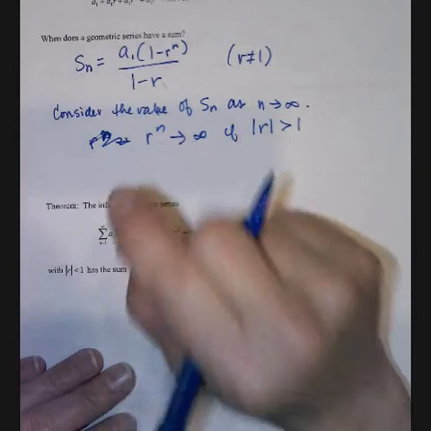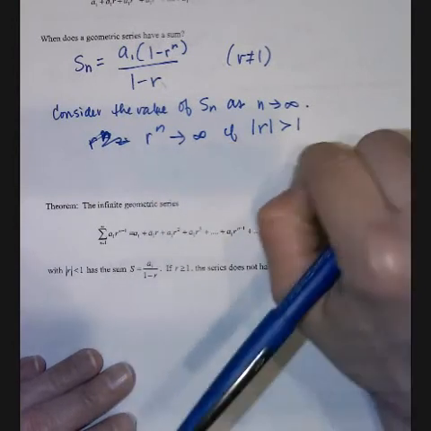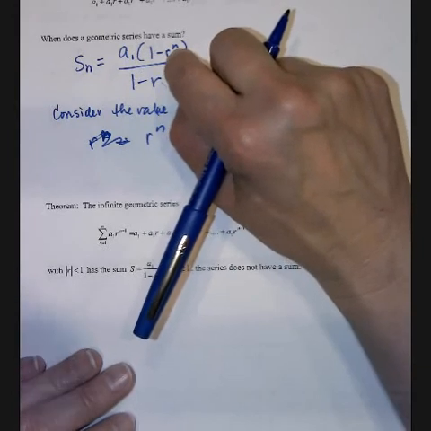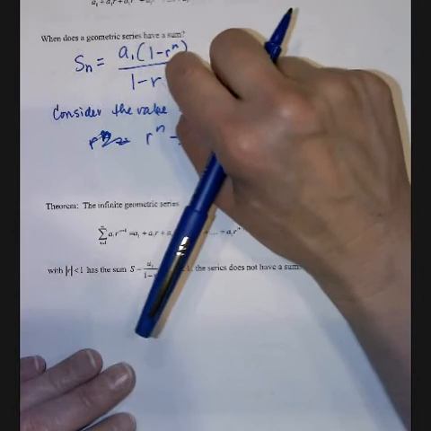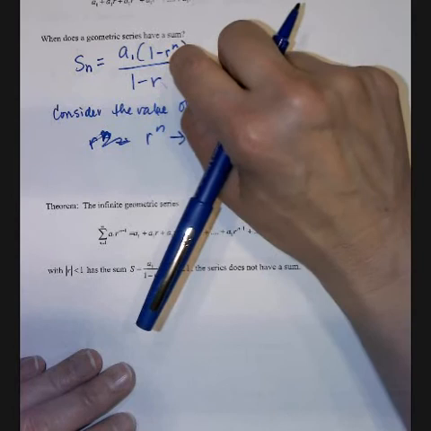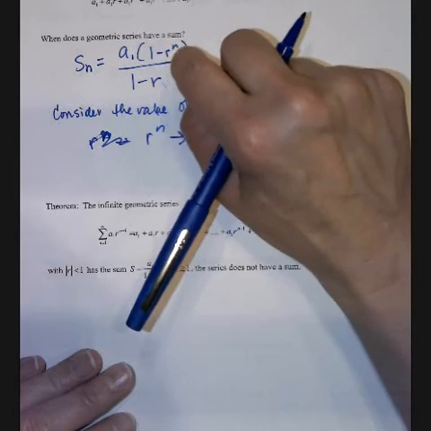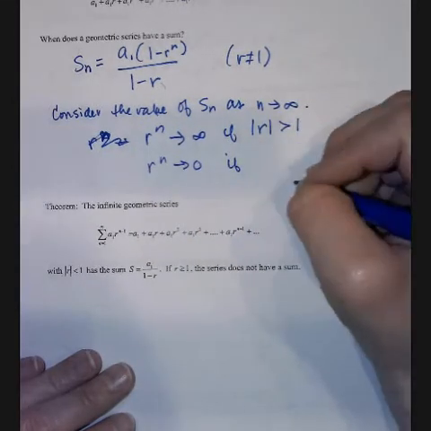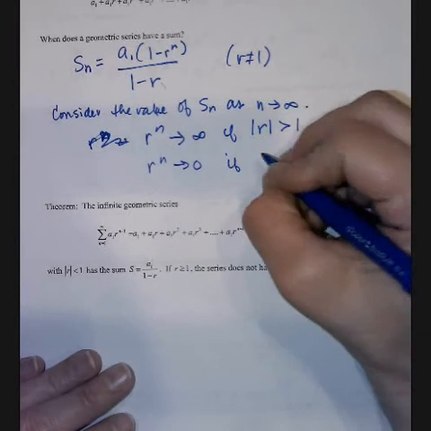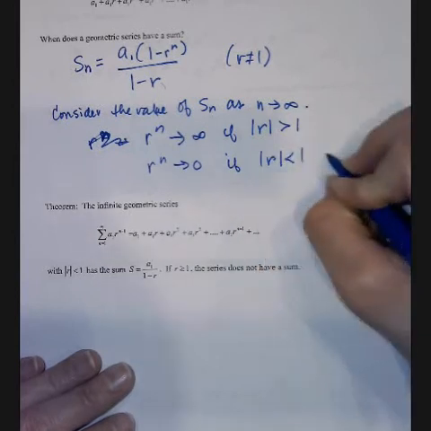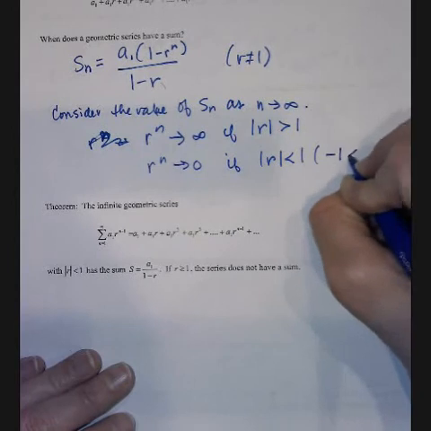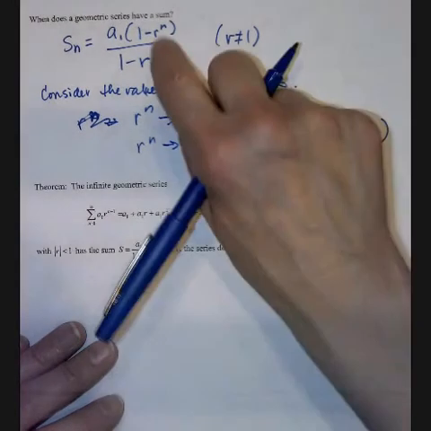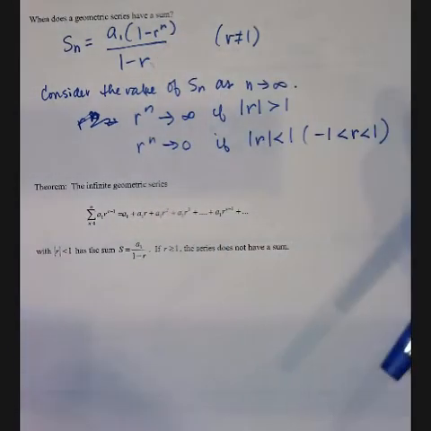Okay, so what will happen if r is a small number, like 1/2? When I say small, I mean between 0 and 1, like 1/2, 1/3, or 0.6. When you raise it to the nth power, that will actually tend to 0. I was using r positive, but that would be true if r is positive or negative and close to 0. So if the absolute value of r is less than 1, or in other words, -1 is less than r is less than 1, then this will tend to 0.